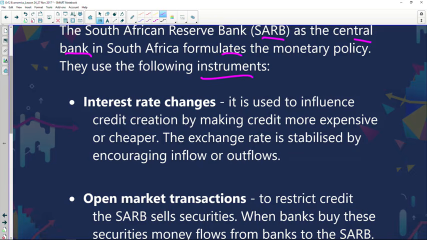Starting off with the interest rate changes. It is used to influence credit creation by making credit more expensive or cheaper. The exchange rate is stabilized by encouraging inflows or outflows. Okay, so we know that if the interest rates are high, then people are skeptical to go to the banks to take out loans because you know that you'll be paying a bit extra if the interest rates are high. So you're going to say, hang on, maybe I should wait a bit and not renovate my house now or buy that new car until the interest rates drop again.